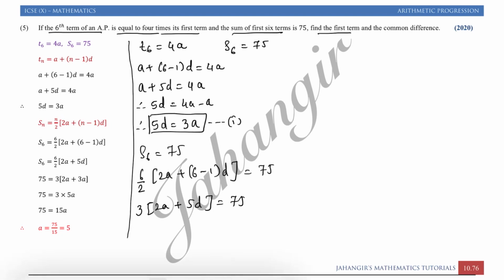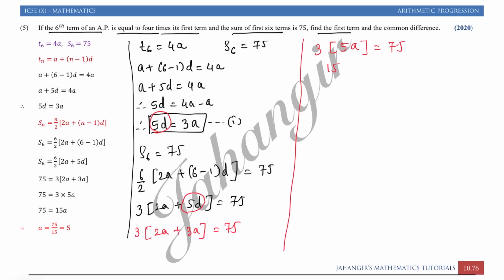Now as we know, 5D is equal to 3A. So we can write 3 into 2A plus 3A is equal to 75. 3 into 5A is equal to 75. So multiplying, we will get 15A equal to 75. So therefore A is equal to 5, 75 divided by 15. We got the value of A.